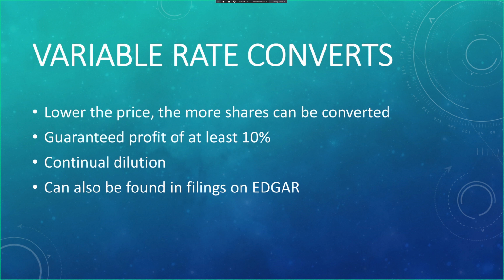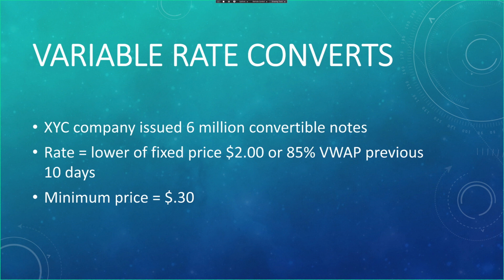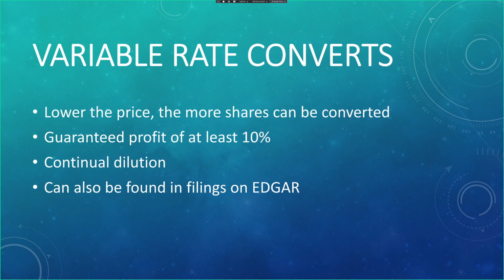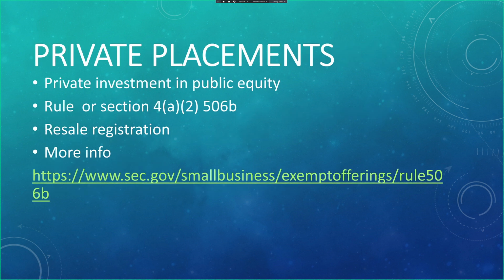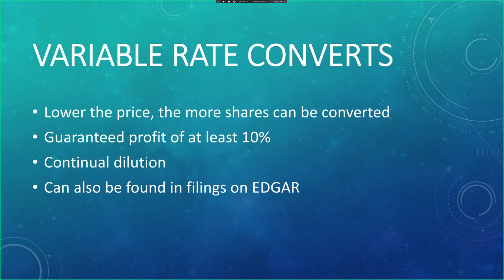Guaranteed profit of at least 10%, right? Because of the 85% VWAP here. That's the math. Continual dilution. And these are all found on EDGAR, right? So does anybody have a question about variable rate converts? I know I'm going through this kind of fast because we've done a video on it that goes through it a little bit slower, and we can put that up. But any questions whatsoever? No? Okay, great.